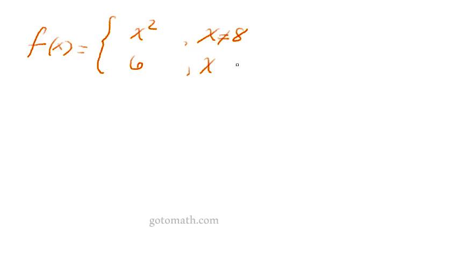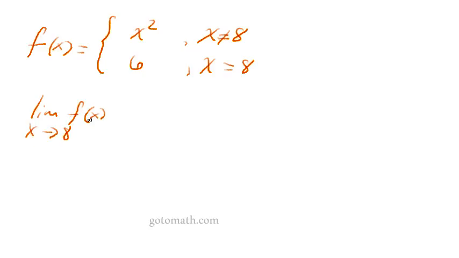Now this is traditionally how you'd probably see it. F of x with a big curly brace. We have x squared, and its domain is everything except 8, and then f of x equal to 6, and its domain is only 8. We have the limit as x approaches 8 of f of x.